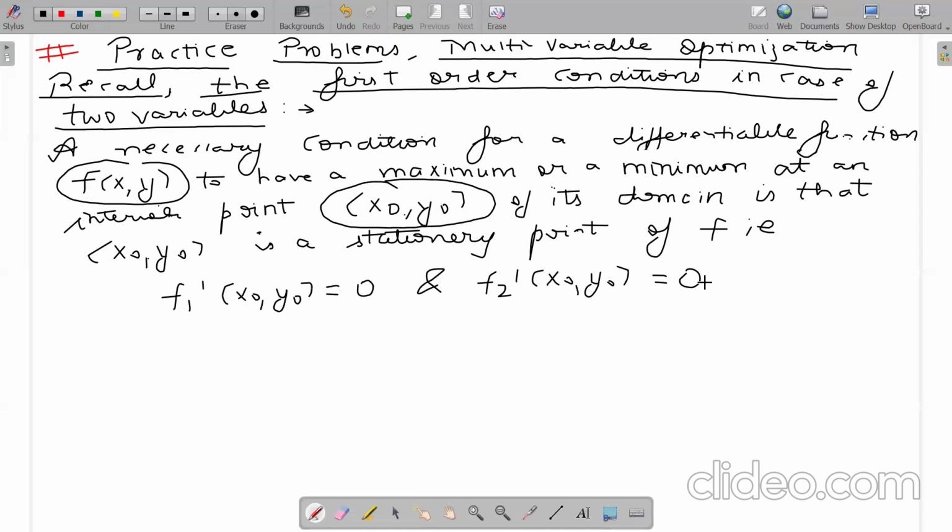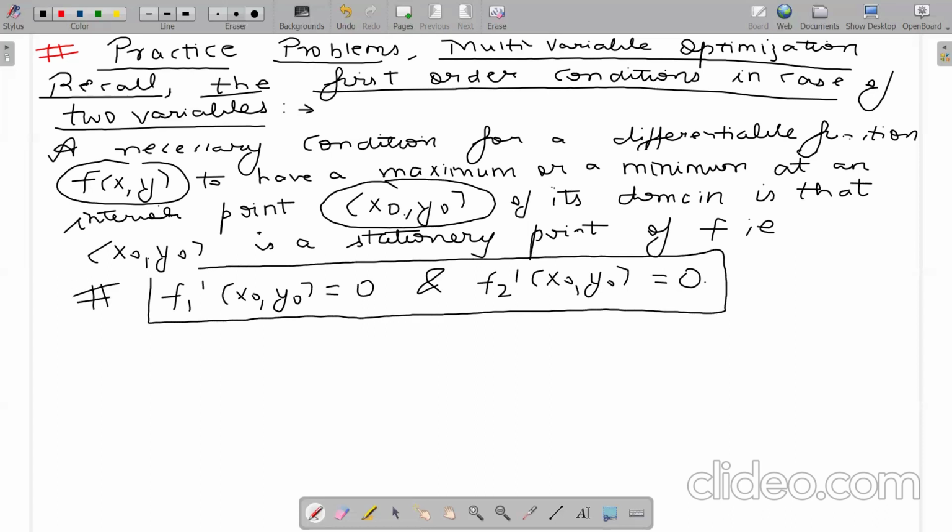That means whenever you have to find a maxima or a minima for a function in several variables, what's the first step we do? We put the first order partial derivatives equal to 0, and we solve the equations simultaneously to find the stationary point x0, y0. And then let's look at the second order conditions.